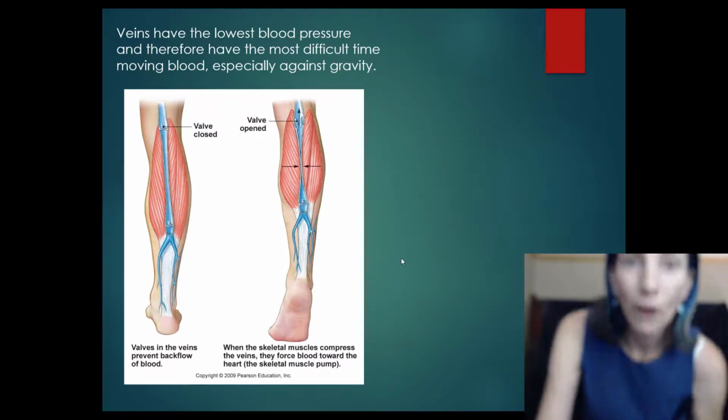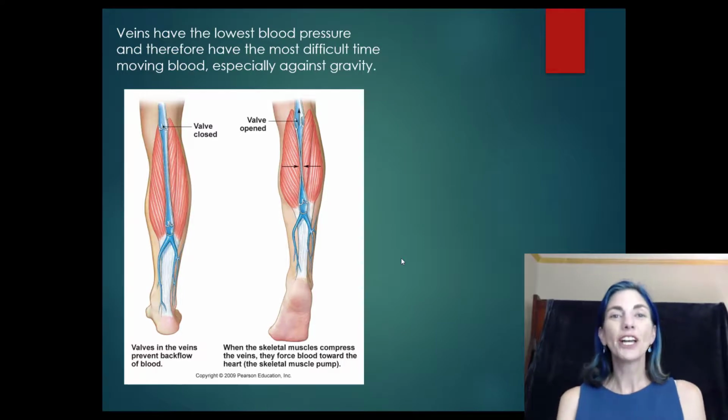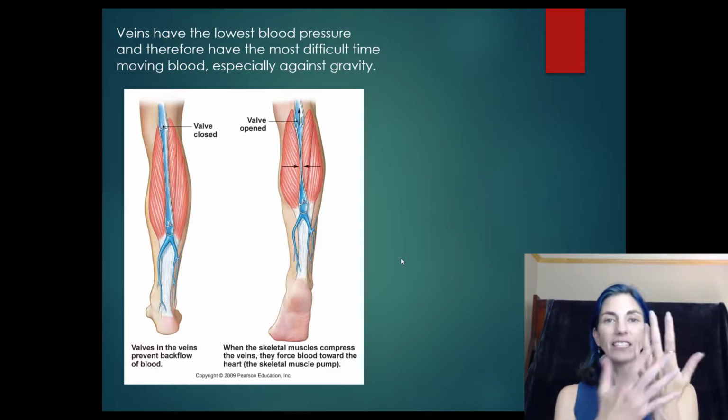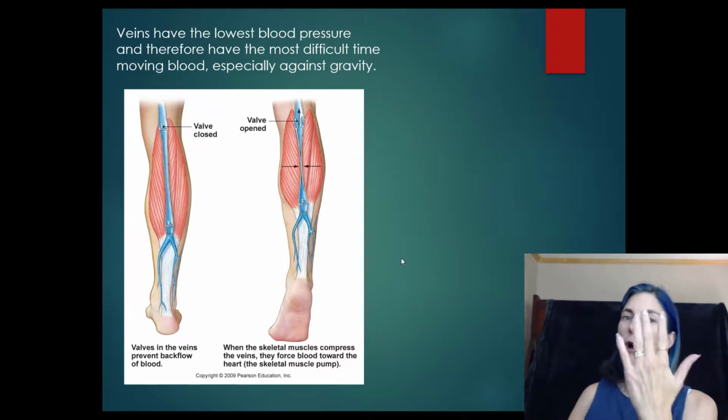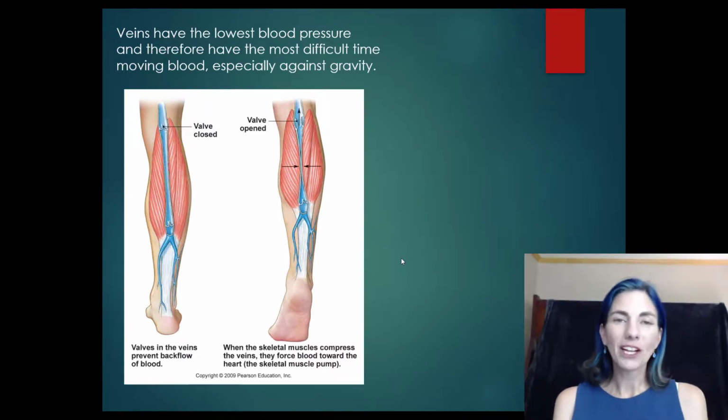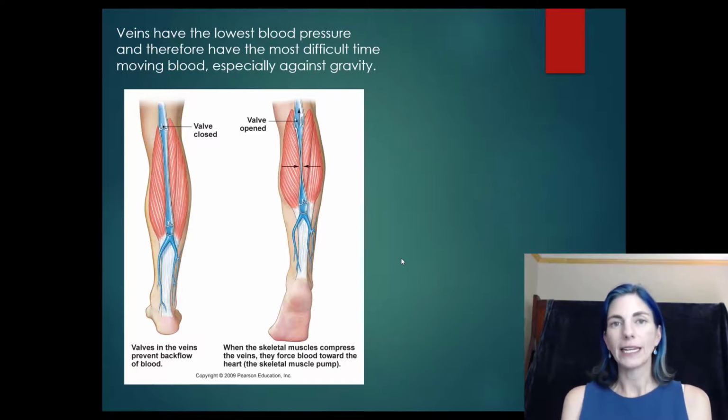Okay, if that worked, you should have seen the veins stop popping out as soon as I took my trunk and lowered it below my hand. So you can go ahead and try that on your own. And again, what that demonstrates is the importance of gravity in making it difficult to bring blood back up to the heart, especially in the lower limbs.